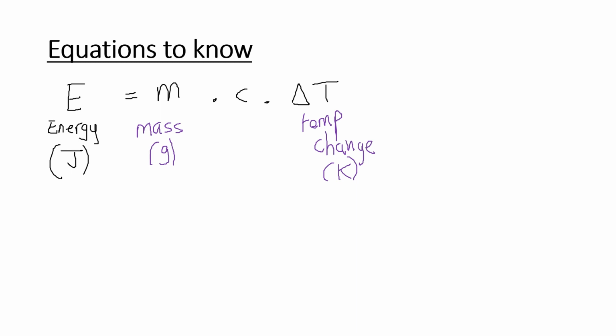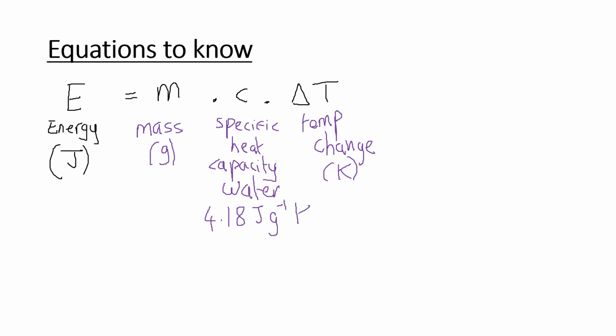And then lastly, c is the specific heat capacity of water, and I'm going to explain what that means in a second. The specific heat capacity of water is a constant and it is 4.18 joules per gram per Kelvin. Hopefully you can see how the units line up. You've got grams for mass and grams to the -1, so they cancel out. You've got Kelvin for the temperature change and Kelvin to the -1 in the specific heat capacity, so that cancels out, which means that energy is therefore just measured in joules.